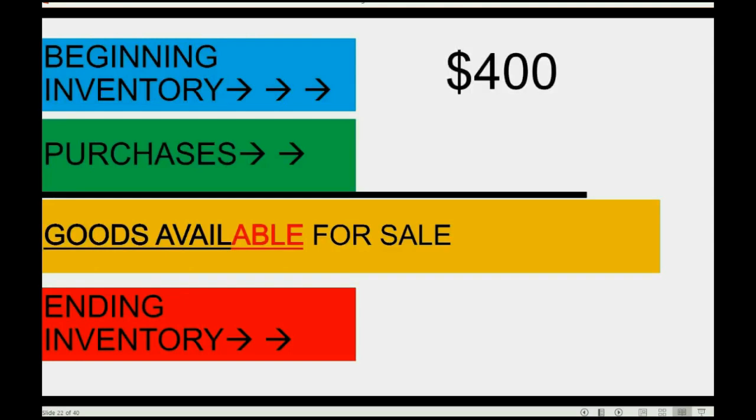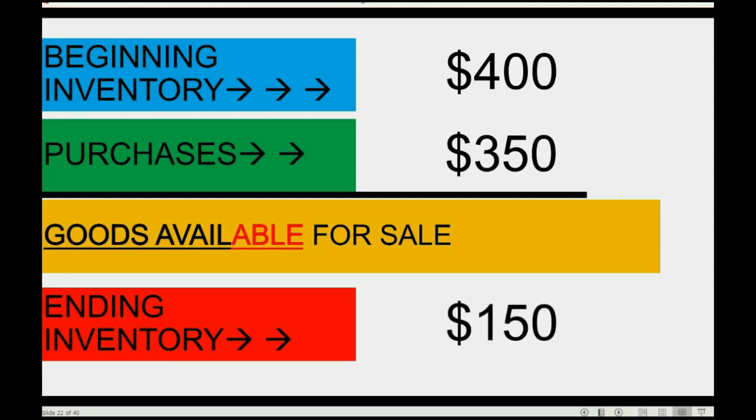Beginning inventory was 400. Then during the month we purchased $350 more worth of inventory. And when we physically count the inventory at the end, we know we have $150 worth of inventory still sitting here. So of course the next step is to find out how much money worth of inventory we were able to sell, and that's the goods available for sale.